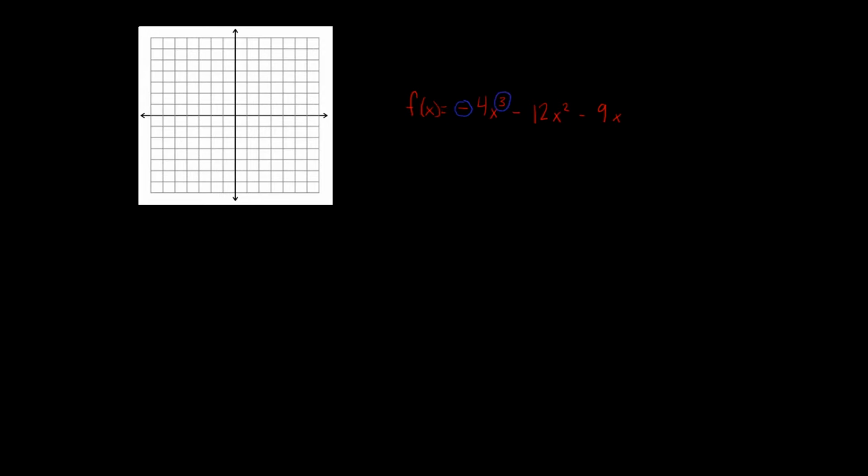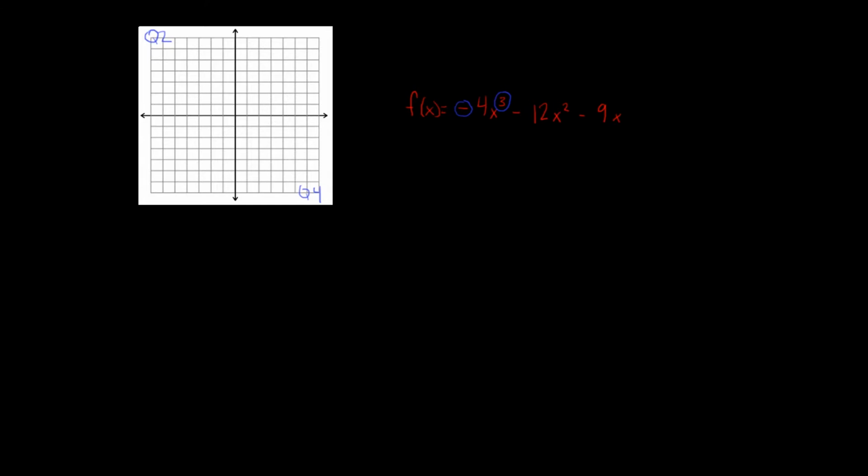So we know that something that's to the degree 3, and it's a negative leading coefficient, will start in quadrant 2, and it will end in quadrant 4. So we know that's the end behavior. But what else can we tell from it? Well, the answer is nothing. We can't really tell anything from this because it's in standard form.